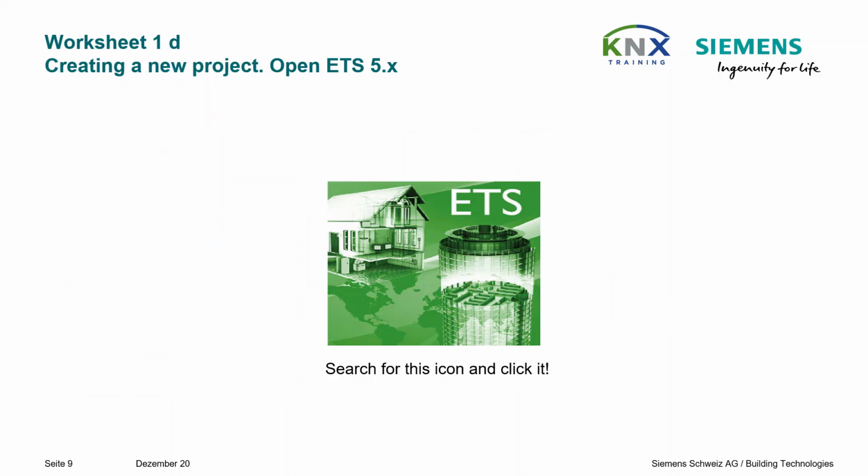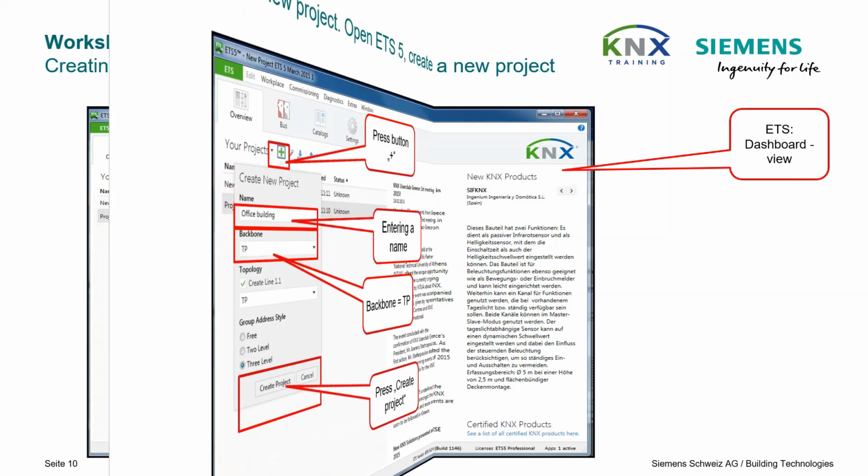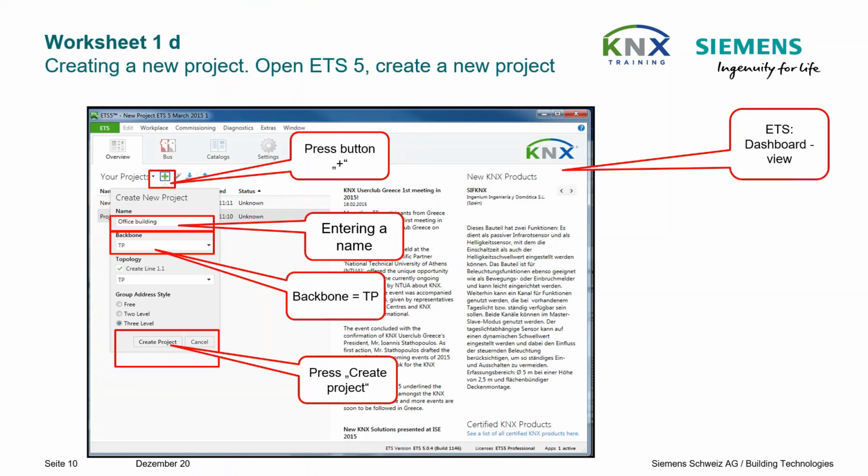We start the design work now by starting the engineering tool software ETS. Find the icon shown here on your laptop screen and click on it briefly 1 or 2 times, depending on the settings. After ETS has started, the so-called dashboard should be visible. Here, navigate to the overview. Click on the plus symbol to create a new project.